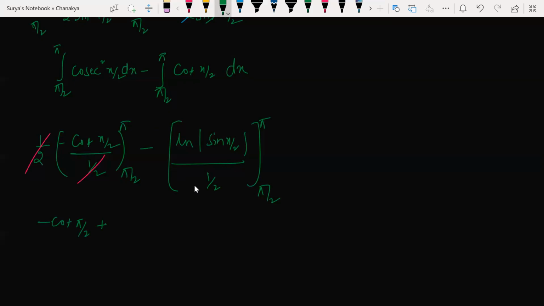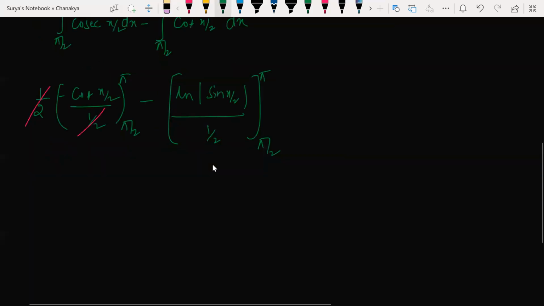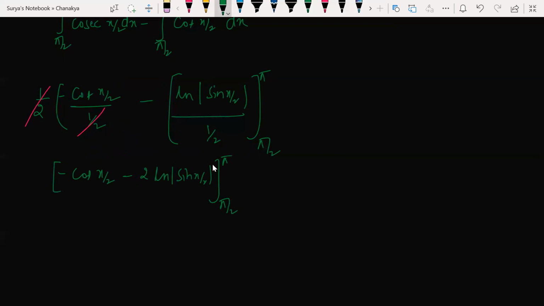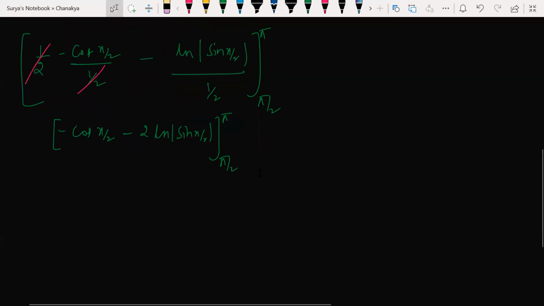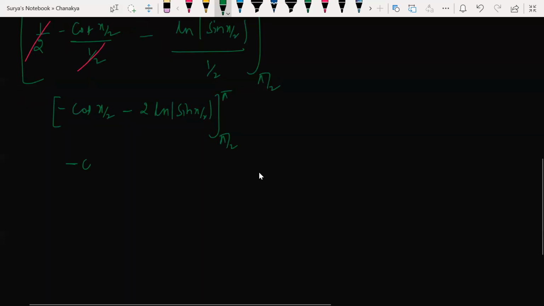Correct? Okay, you do one thing. First of all, you simplify this. Simplify, then you will substitute: minus cot of x by 2, minus 2 times ln of sin x by 2. And common limits we have pi by 2 to pi. So if you want to write common, you can write like this. You can write the limits commonly. Okay. Yes. Now substitute the limits. That's it. Minus cot of pi by 2 to pi only here.